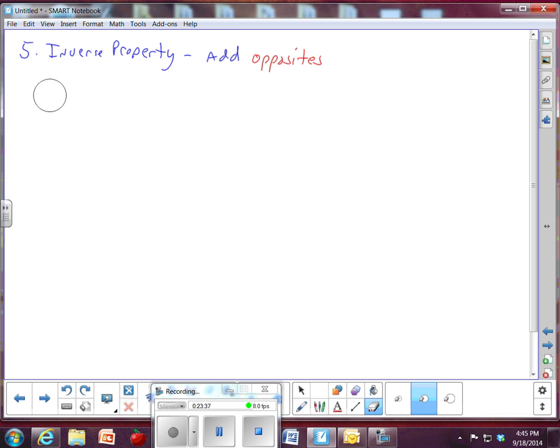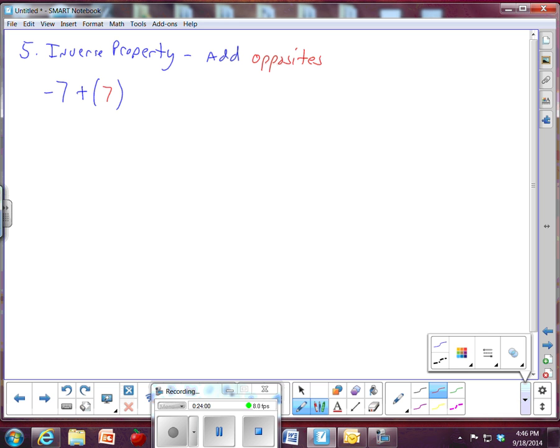So if we were to do it with numbers, it would look like this. Let's take the number negative 7, right? And we're doing the inverse property of addition. So what do we add to it? We need to add its opposite. So what is the opposite of negative 7? And that's 7, right? In this situation, we end up with 0. Okay? We end up with 0. So we are adding opposites.